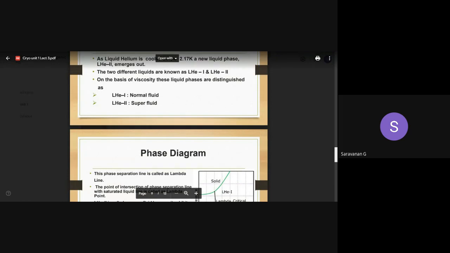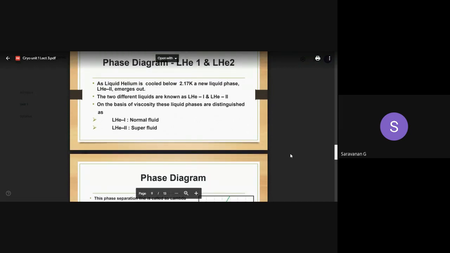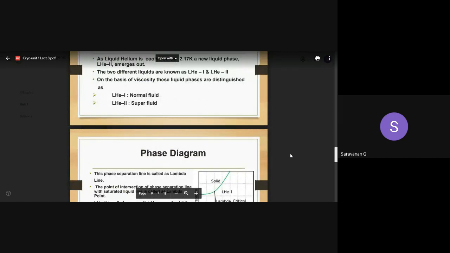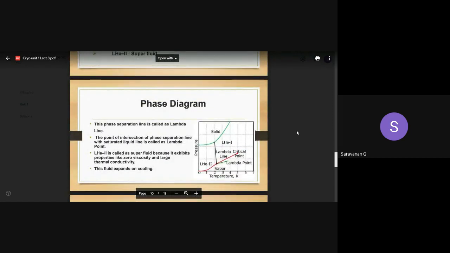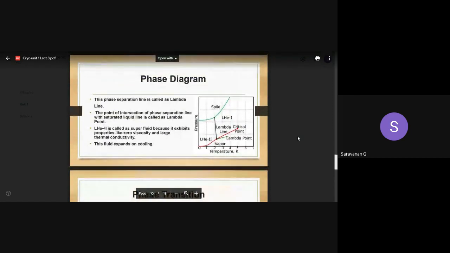So we start with helium, which becomes helium 1 as the temperature reduces. With further reduction in temperature to 2.17 Kelvin, it becomes liquid helium 2. Down to that point helium 1 is the normal fluid, and below 2.17 Kelvin it becomes helium 2, which is termed a superfluid. That's why helium 2 is always known as superfluid helium.